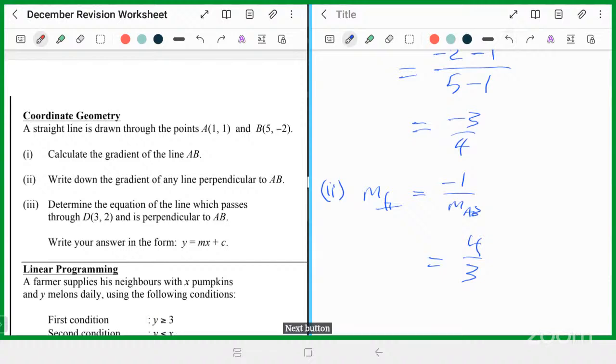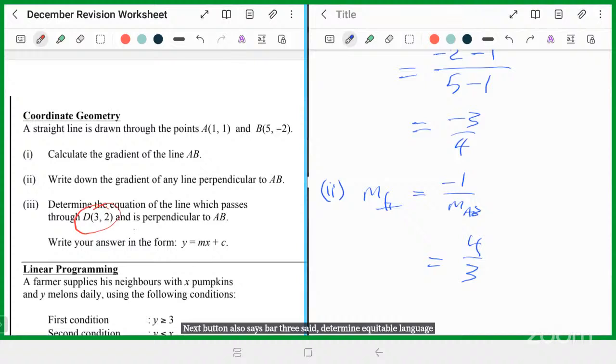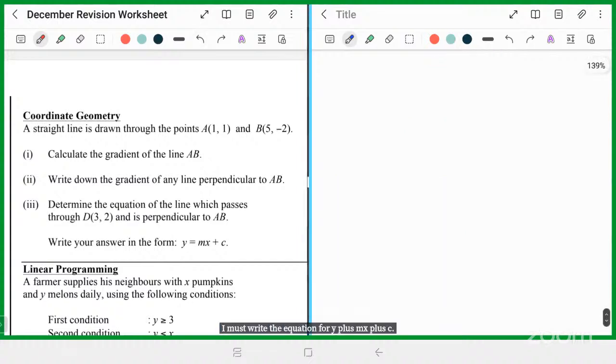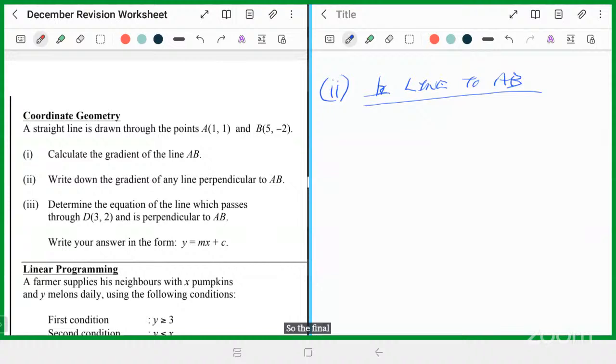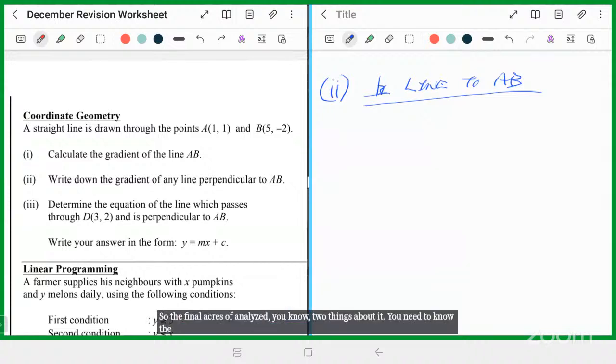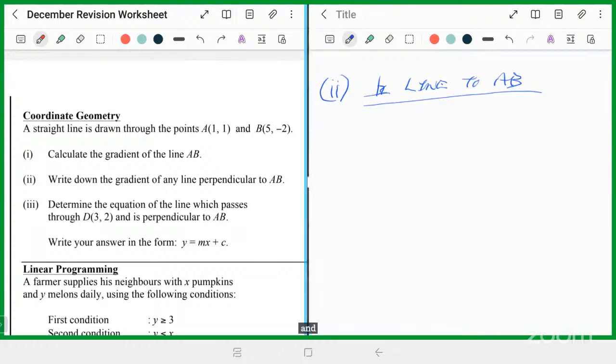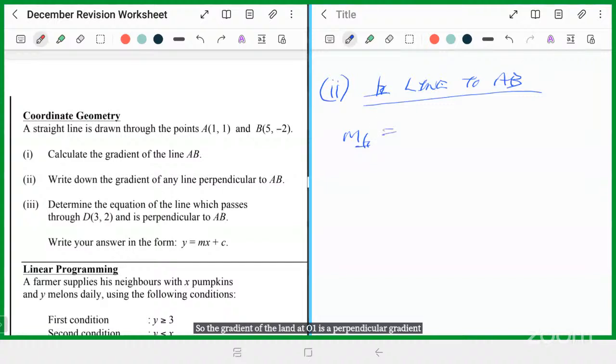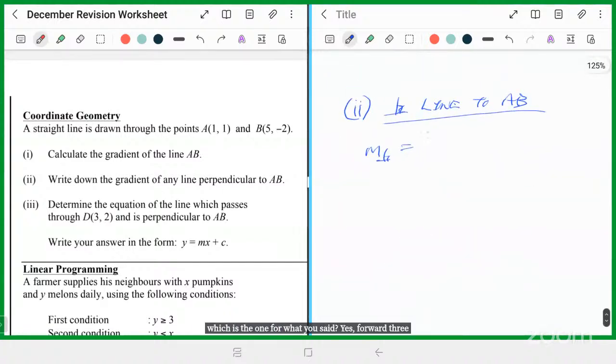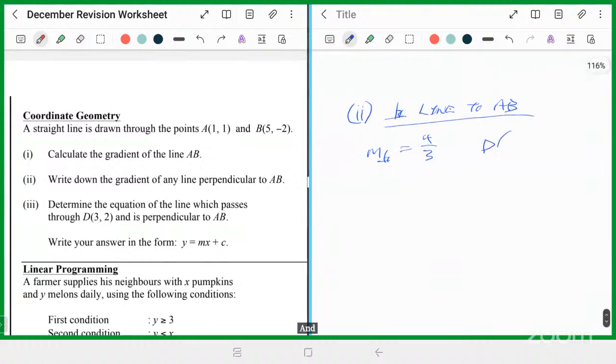Next part now, part 3, says, determine the equation of a line which passes through that point and is perpendicular to AB. I must write the equation in the form y equals mx plus c. Easy. So in part 3, you want a perpendicular line to AB. To find the equation of any line, you need to know two things about it. You need to know the gradient, which is the perpendicular gradient, and a point. The point that was given to us is this point D. So the gradient of the line that we want is the perpendicular gradient, which is 4/3, and it passes through the point D, which is (3, 2).